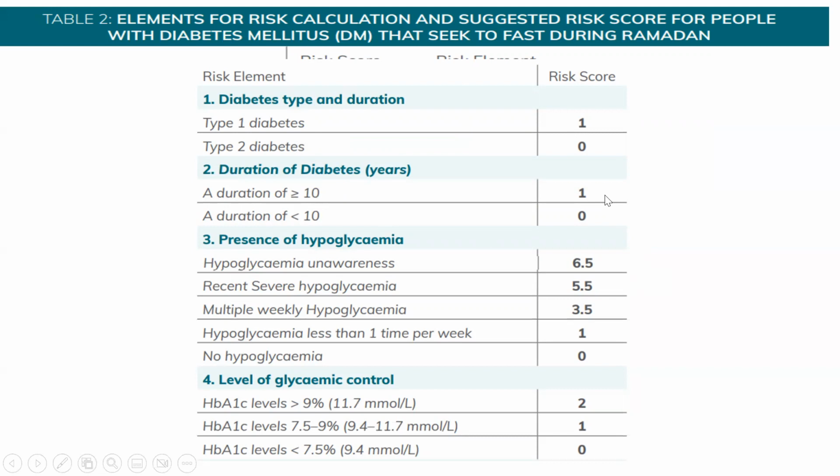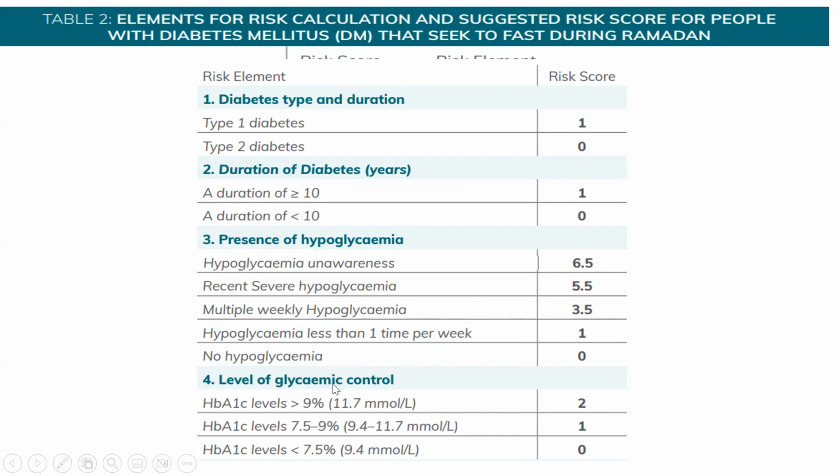In regards to the presence of hypoglycemia, if the patient has hypoglycemia unawareness, that gives a very high risk score of 6.5, which directly places this patient into the high risk zone. Recent severe hypoglycemia, 5.5. Multiple weekly hypoglycemia, 3.5. Hypoglycemia less than 1 time per week, 1, and no hypoglycemia, 0.